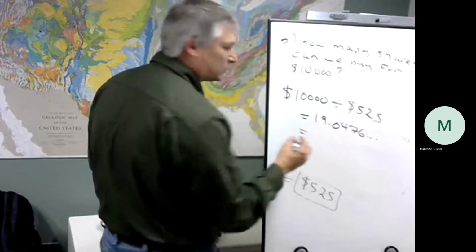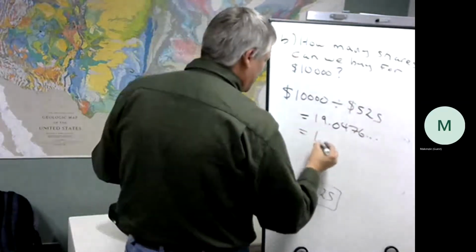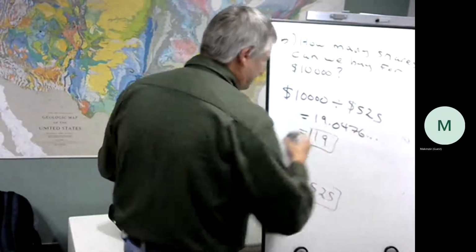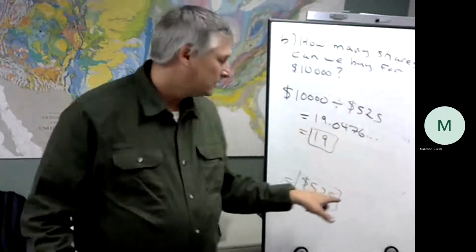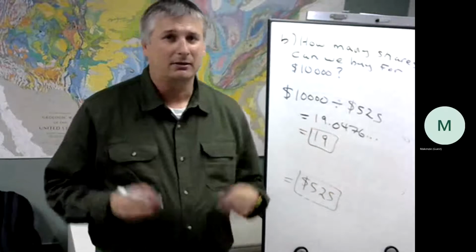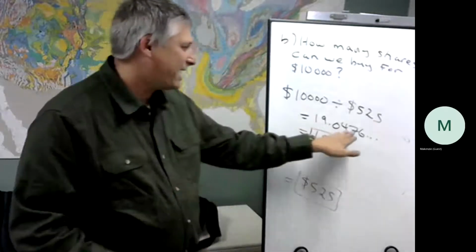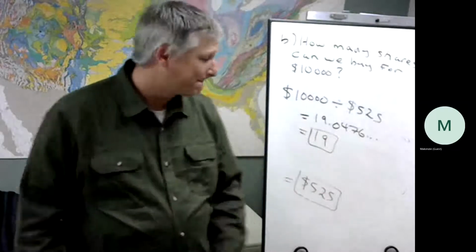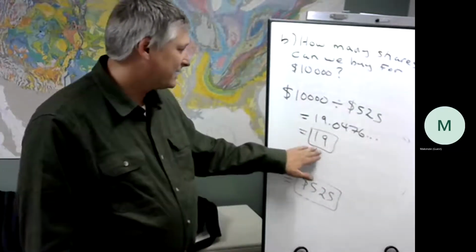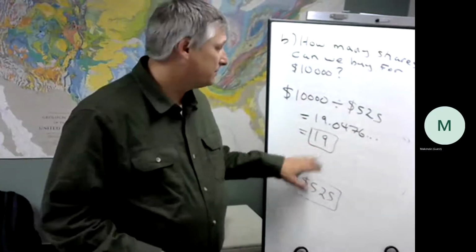But we're always going to round down to the nearest share. We always round down. Even if this was 19.98, we still round down to 19. And the reason is you can't have a fraction of a share. You either buy the whole share or you don't. So we'd be able to get 19 whole shares.